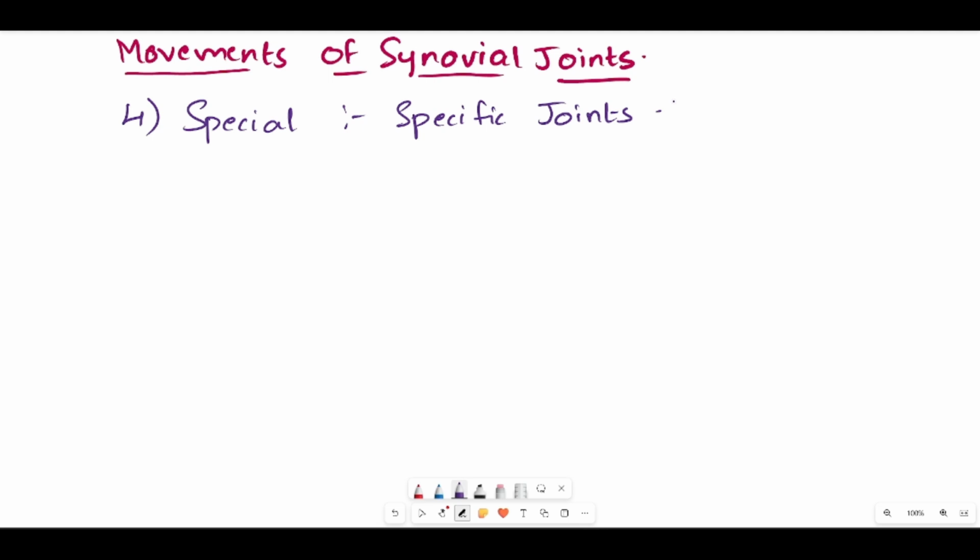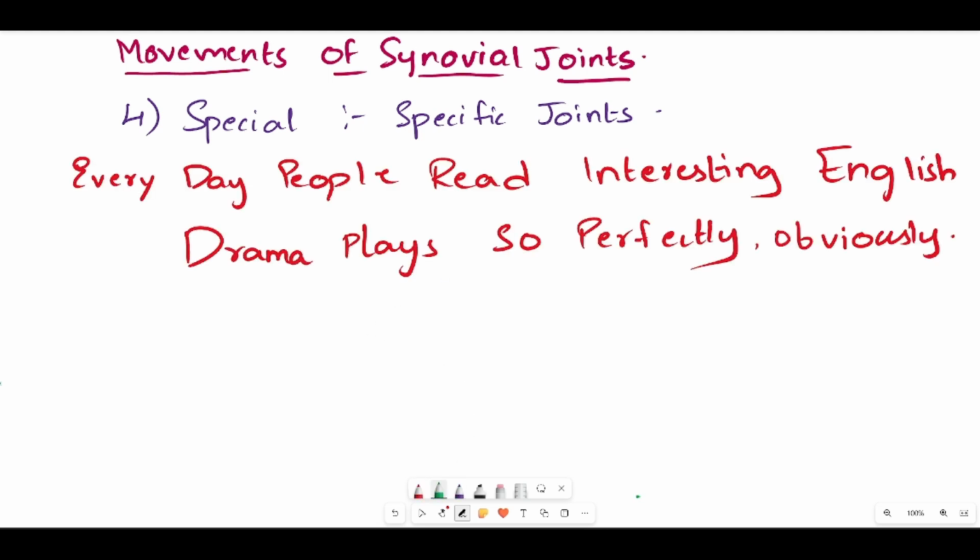The last movement under this is the special movements. These are called special movements because these occur in specific joints. To remember all the movements under this, I'll give you a simple trick so that you can remember all the names. The trick is: Every Day People Read Interesting English Drama Plays So Perfectly and Obviously. E means elevation and D means depression.